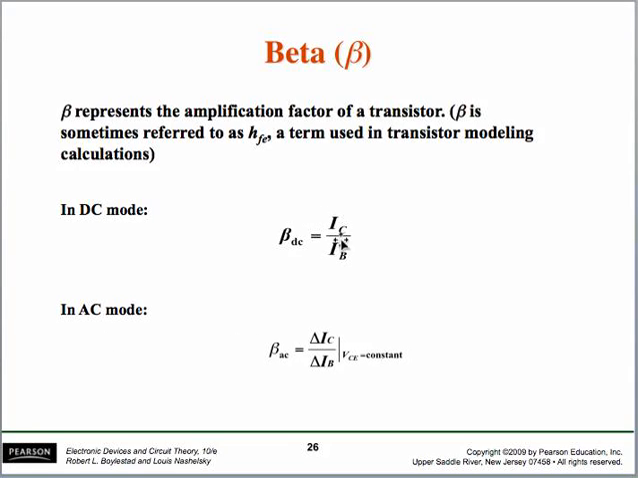For DC beta, you just pick the quiescent point, the Q point at which you bias your transistor. Because IC and IB are fixed, you get beta DC. But for AC, you are applying a varying amount of IB. That's why you use the symbol delta IC. So beta AC is delta IC over delta IB at constant VCE.